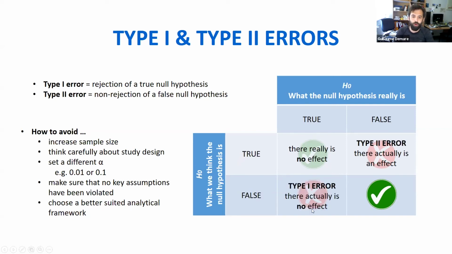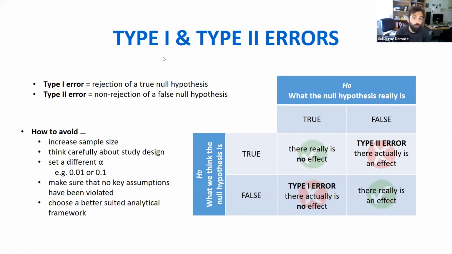And here is the type 1 error, when we reject the null hypothesis, but in fact there is no difference statistically. We thought there was an effect, but actually there is not. And of course here we are correct. There really is an effect, so we should reject the null hypothesis. The null hypothesis is not true.